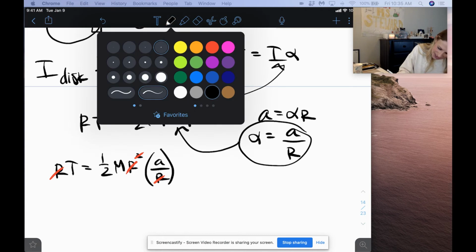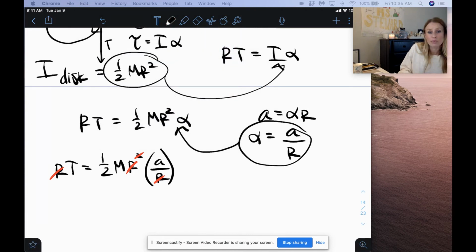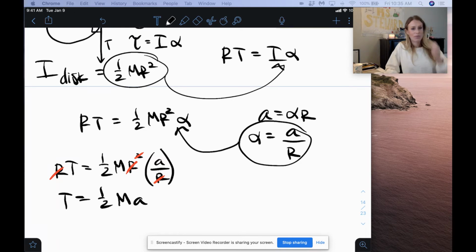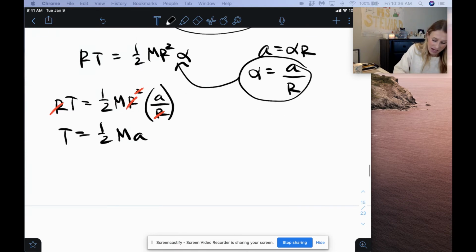So what we end up getting here for our pulley is that tension is equal to 1/2 Ma, where M is the big mass of the pulley, a is the linear acceleration or the tangential acceleration on the pulley, and T is the tension. So here I still have two unknowns. I know the mass of the pulley, big M, but I don't know the tension and I don't know the linear acceleration. So now I need to look at the block.